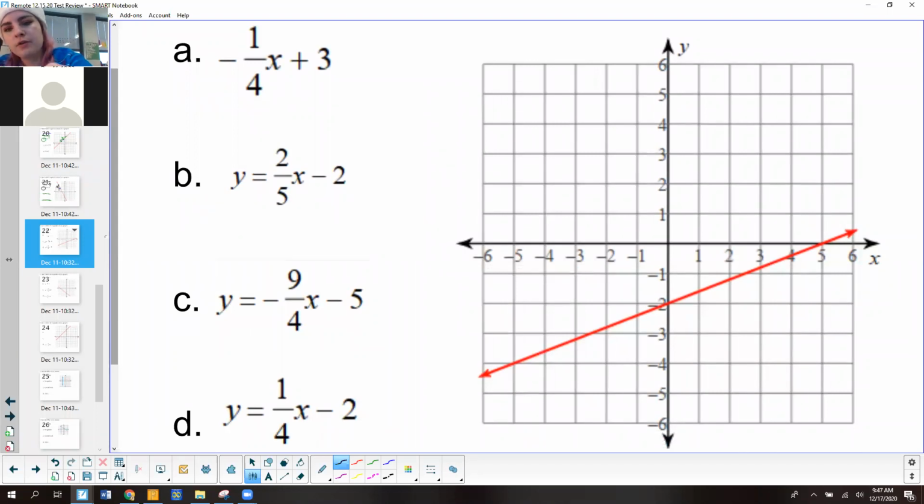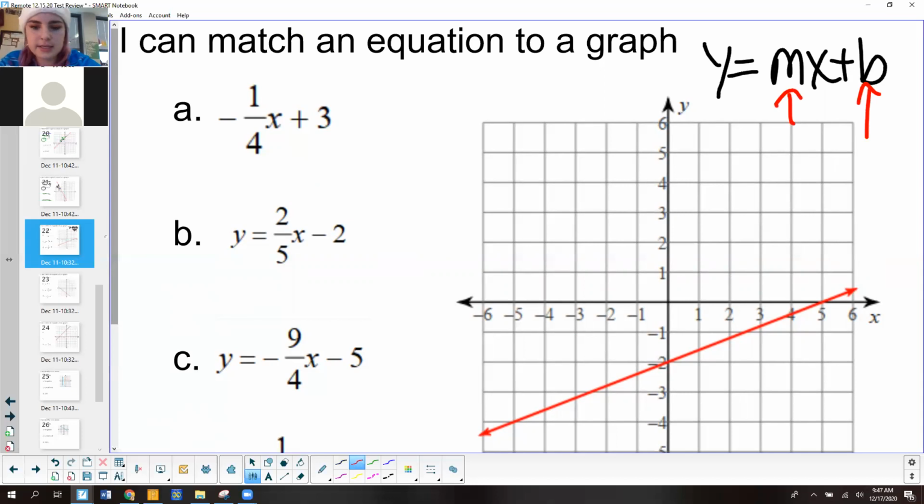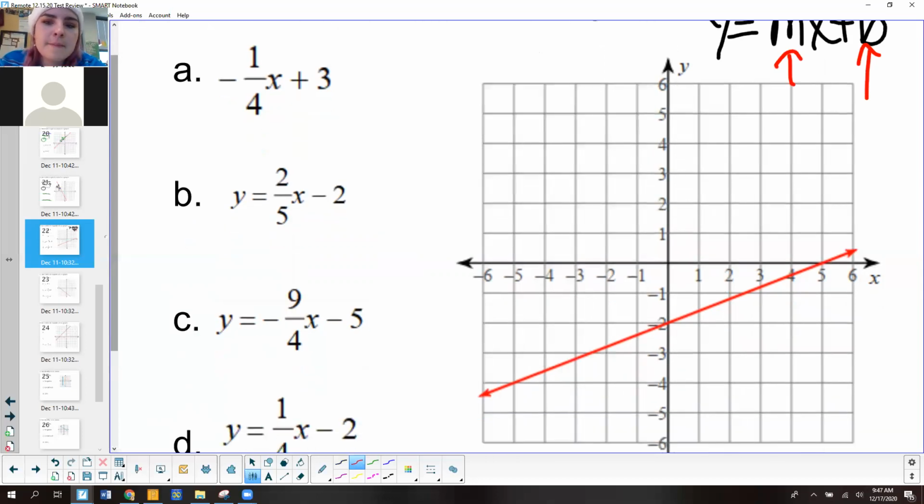First of all, we know that our equation is going to be written in y equals mx plus b format. So you can do a few things. You can look at m and you can look at b. So I'm gonna pick one. I'm gonna look at my line first. Is this a positive or a negative line? Type it in the chat. So is that a positive or a negative line?